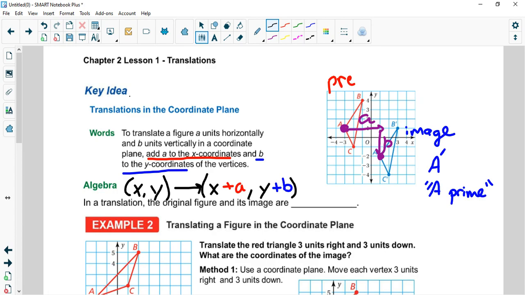Something I want us to take note of, in order for us to know whether we did this correctly or not, in a translation, the original figure and its image are the same. We will eventually do a lesson on what it means to be congruent, but that is the word used to describe that these two are the same.